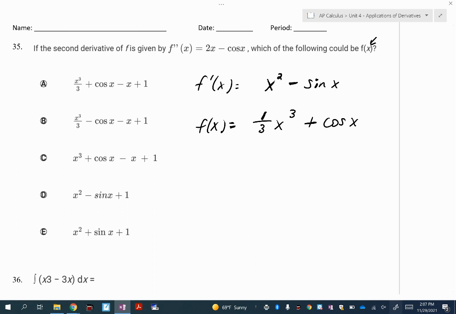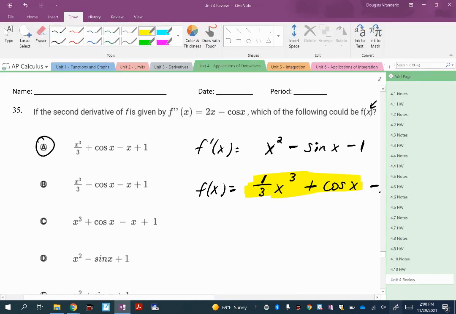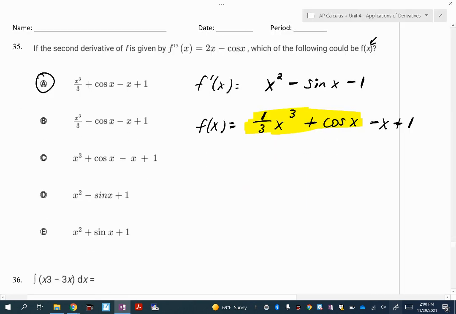Now you'll notice that's not the answer, right? But it is up here in letter A. The reason they put minus x plus 1 is that when you take the first derivative, you'll end up getting minus 1. And then when you take the second derivative, that minus 1 will end up being nothing. All right, so that's why you really only needed in this question to figure out this first part in order to get this right. Okay, so 35 is A.